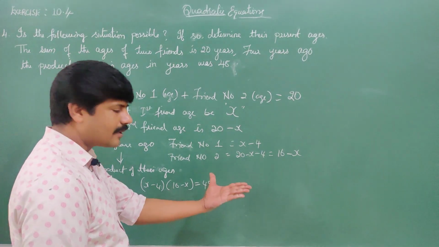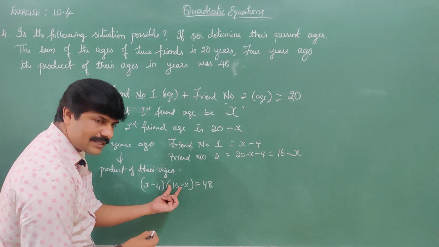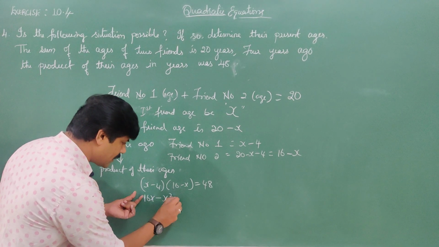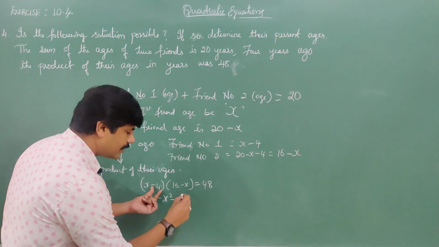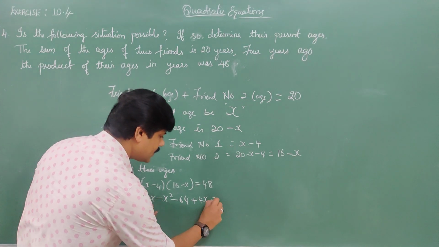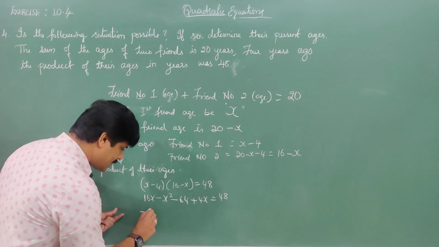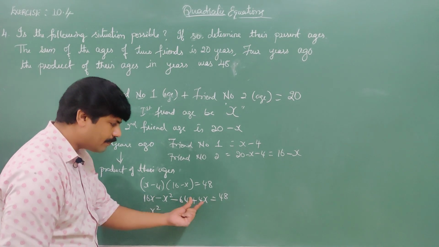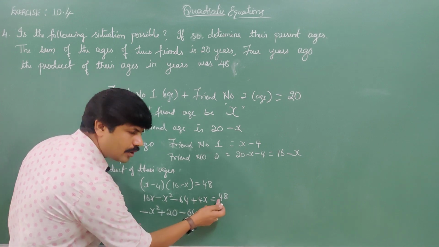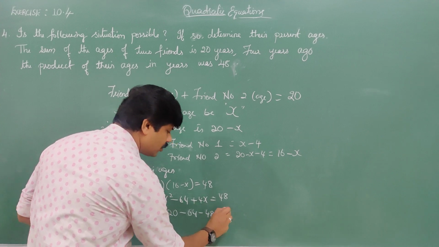As usual, go for the multiplication. That is binomial multiplied with binomial. That is x into 16 is 16x. X into minus x is minus x square. Minus 4 into 16, 4 times 16 is 64. Minus into minus plus 4x is equal to 48. Understand? Write in order. Minus x square, 16x plus 4x is plus 20x minus 64. So bring this 48 to the other side so that minus 48 is equal to 0.